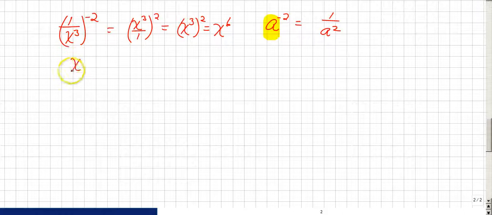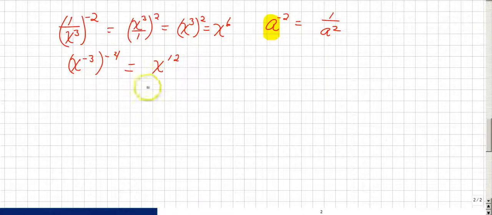Another example, x to the negative 3 to the negative 4. Now when you have problems where you have more than one negative exponent, what I would advise is, as your first step, try to get rid of as many negative exponents as possible. There are several different ways to do this problem, but you have a negative 3 and a negative 4. Use your power to a power property and multiply those together, you get x to the positive 12, and you're done. All the negative powers went away.